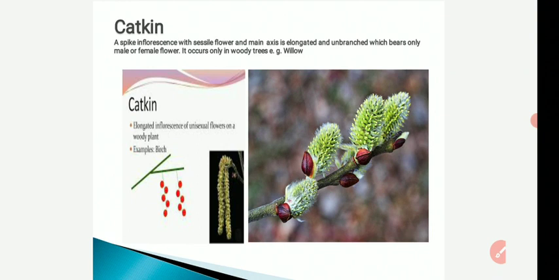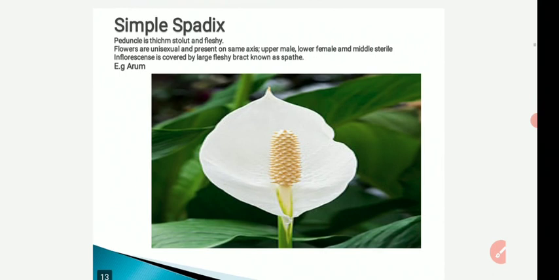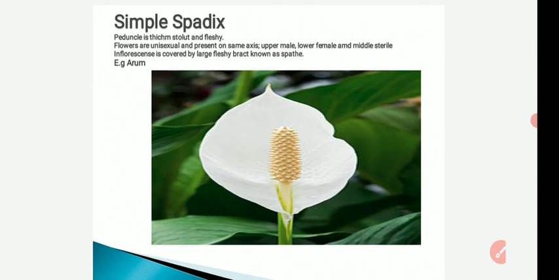Next type of racemose inflorescence is spadix. So let's see what is meant by simple spadix. Here, this is a modified type of spike inflorescence in which the peduncle is thick, stout and fleshy and the flowers are unisexual and sessile, borne on the same axis. Usually the peduncle bears the upper male, lower female and the middle sterile flowers, and the whole inflorescence is covered by a large fleshy bract known as spathe.